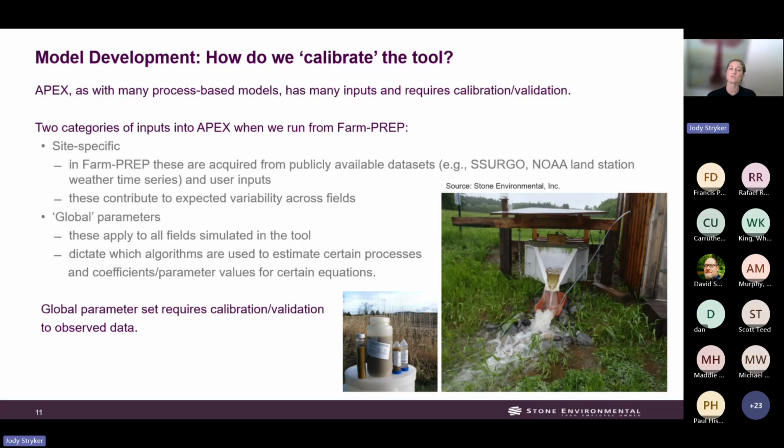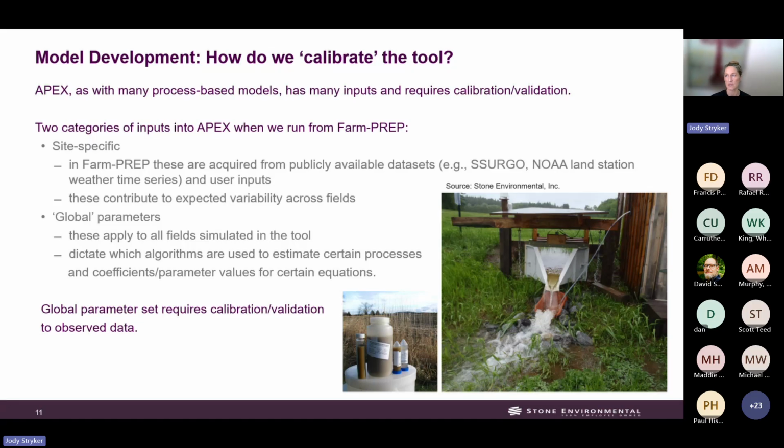So we've talked a little bit about the tool development. The other major piece of this work is the model development. APEX is a process-based model, and so there are a number of inputs, and it does require some calibration and validation. In the context of a tool like Farm Prep, which is designed to simulate many different conditions and work anywhere in the state, we group inputs into these 2 categories.